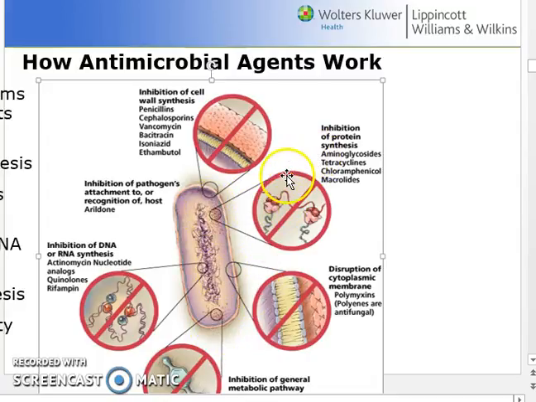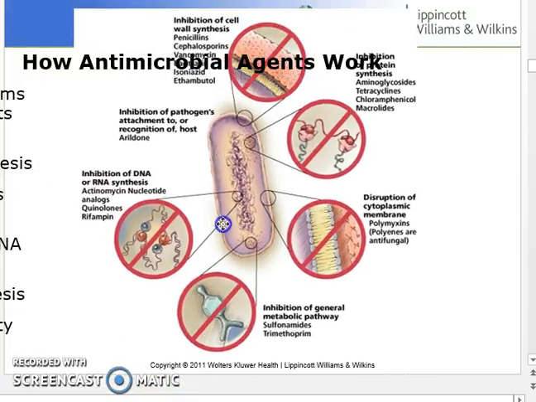Protein synthesis, as we talked about. Some example treatments are tetracyclines, chloramphenicol, macrolides, and aminoglycosides. These treatments are targeting specifically the ribosomes that are instrumental in producing proteins. The ribosomes of bacterial organisms are different than the ribosomes found in human cells, and because of that difference, we're able to target specifically bacterial ribosomes with treatment plans.